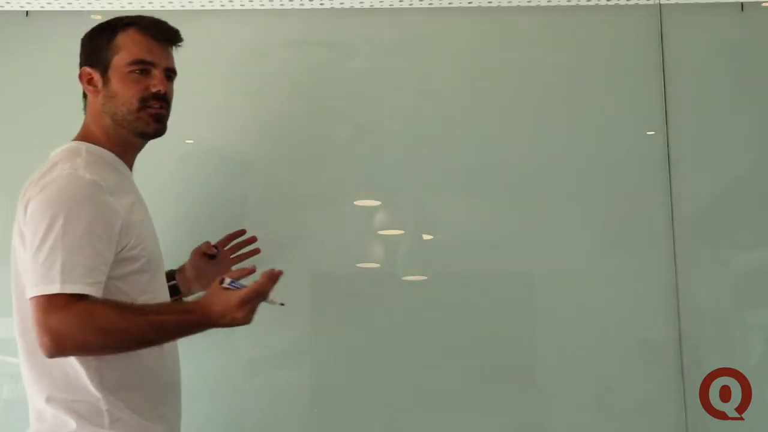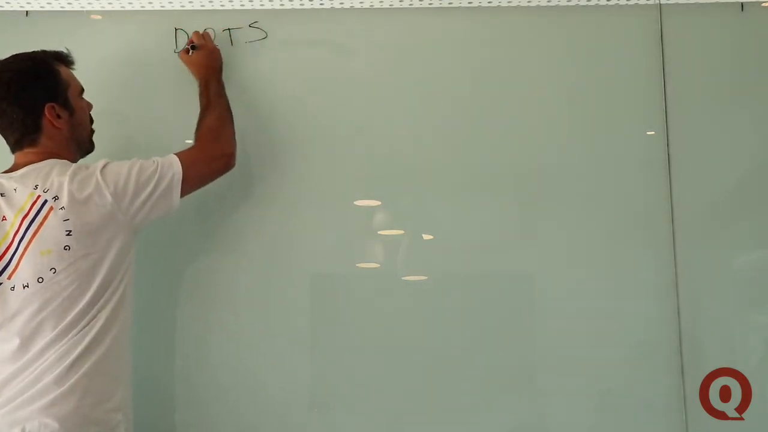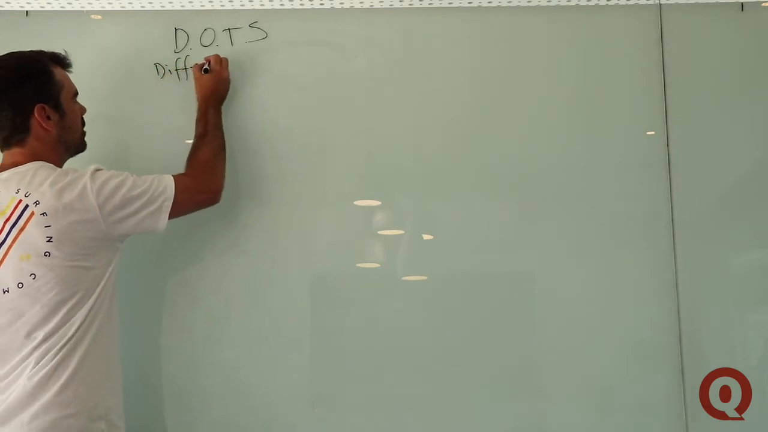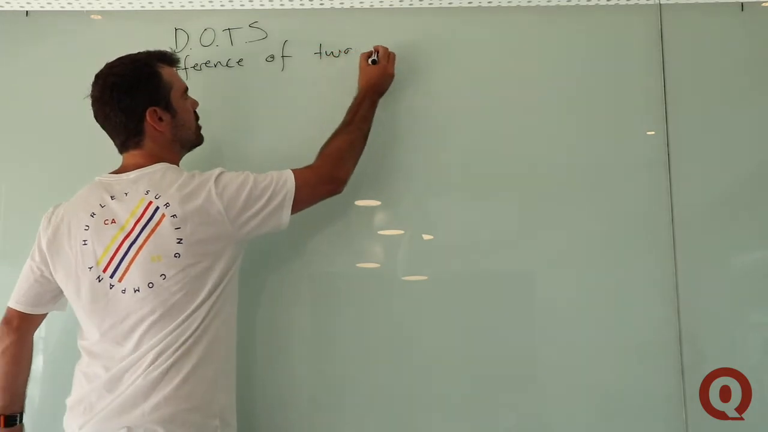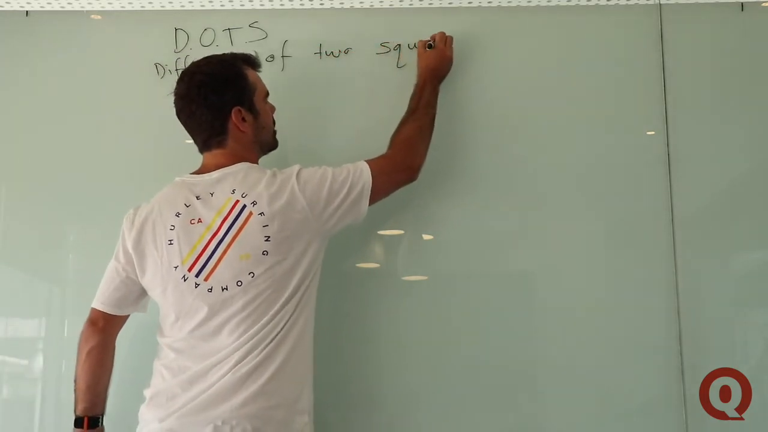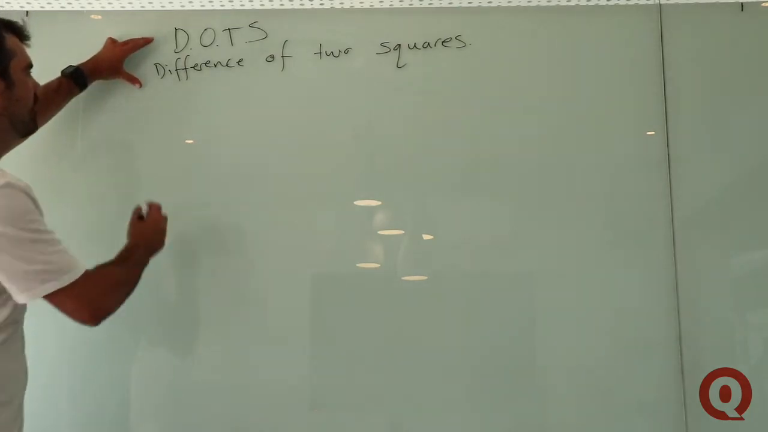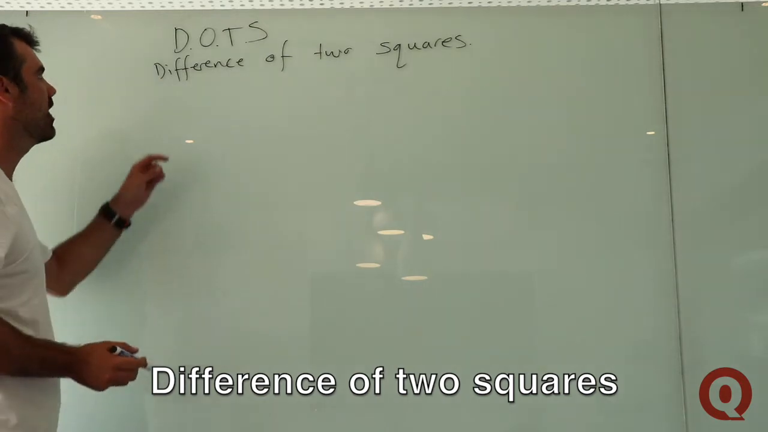Okay, so let's get to some dots. You might have heard of this at school, dots. Now, what does this actually mean? Well, it's just saying the difference of 2 squares. Alright, it's not that important, alright? I've said it already, so don't worry about the horrible handwriting, but dots is the difference of 2 squares.